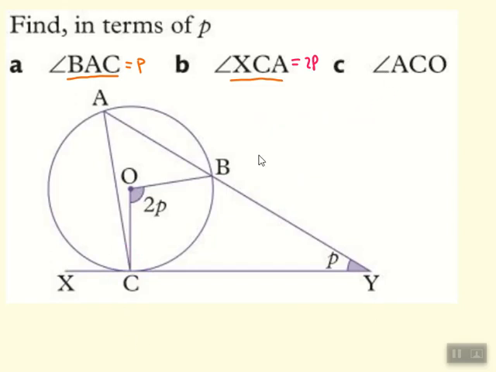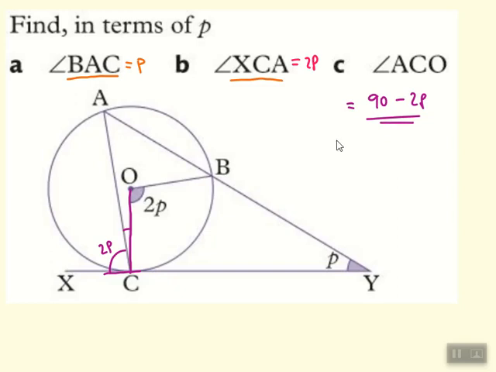Okay, so the last one's probably the easiest one, because you've just worked out Xca. So I want you to work out ACO, which is this tiny angle there. Now just remember, a radius and a tangent meet at 90 degrees. You've just worked out that this angle is 2p. What was it again? It was 2p, wasn't it? So then ACO would be 90 take away 2p. So this is the angle.